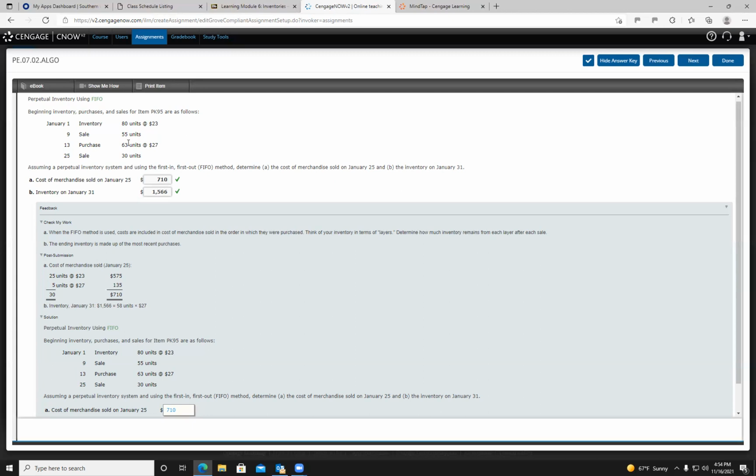Using the FIFO method, of the 58 units available on hand, all of them would have come out of the purchase that we made on January 13th, where it was $27 a unit. So we would take 58 times 27, because under FIFO, your ending inventory is always made up of your most recent purchases. Let's move on to the next problem.